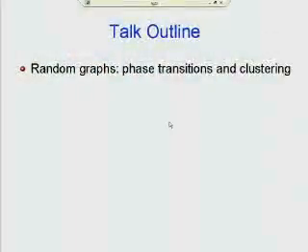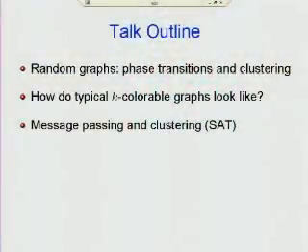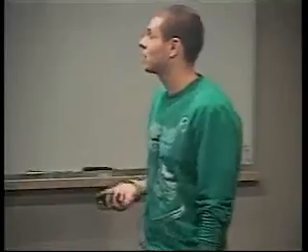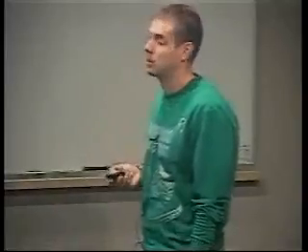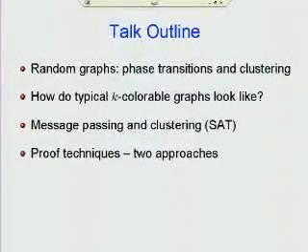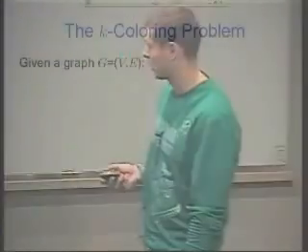Okay, so let's start. The outline of the talk: I'll start by talking about random graphs, phase transitions and clustering, which, judging by the audience, we can go through fast. Then we'll talk about how typical k-colorable graphs look. I'll show how our result also applies to message passing algorithms in the SAT setting. And then, depending on how much time we have, I'll go into two proof techniques that we used in this paper.